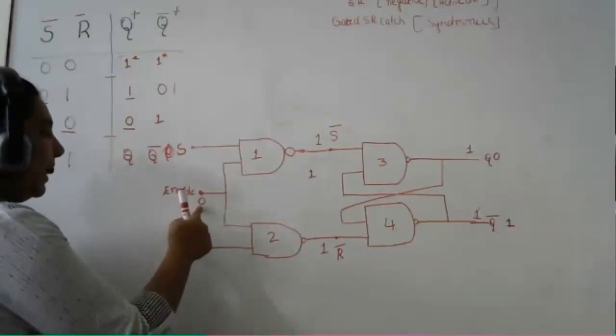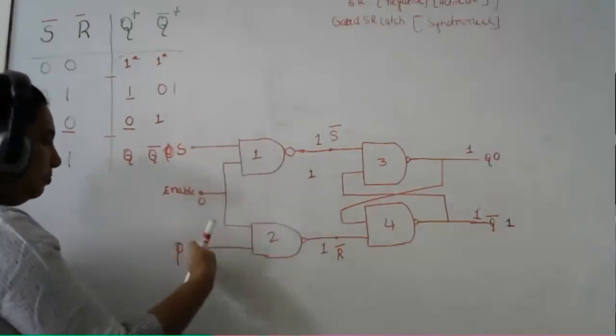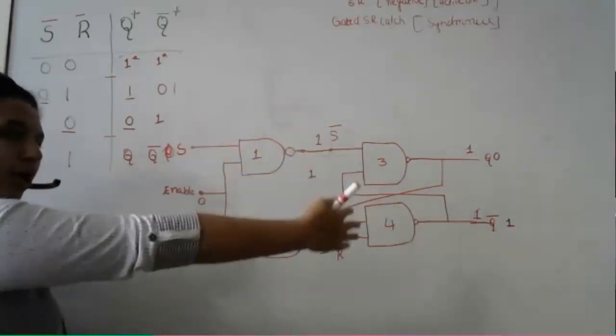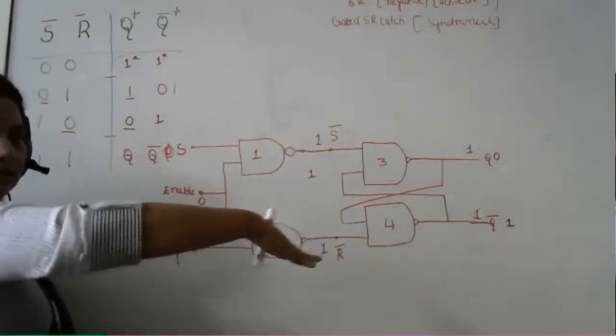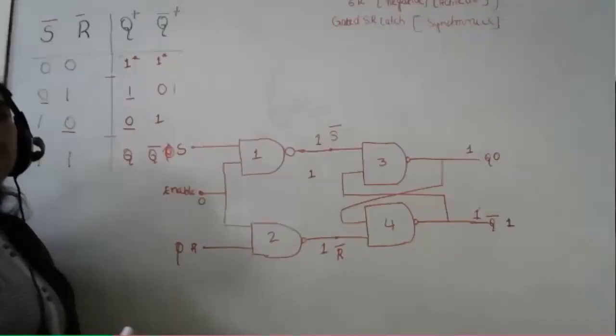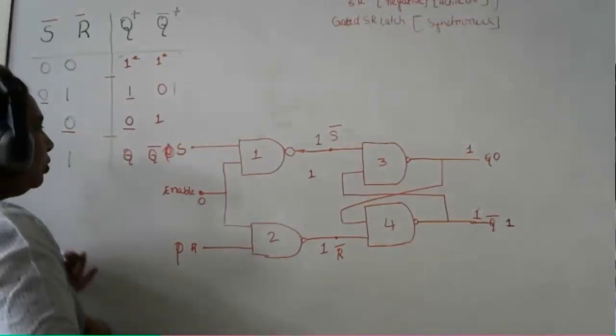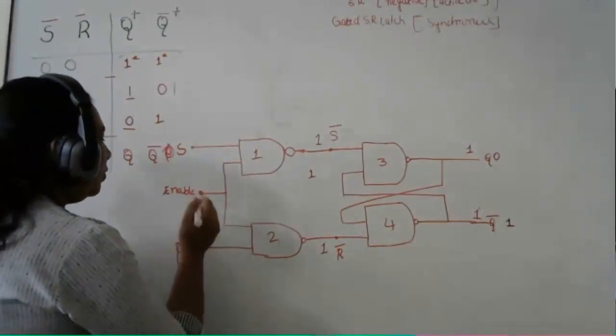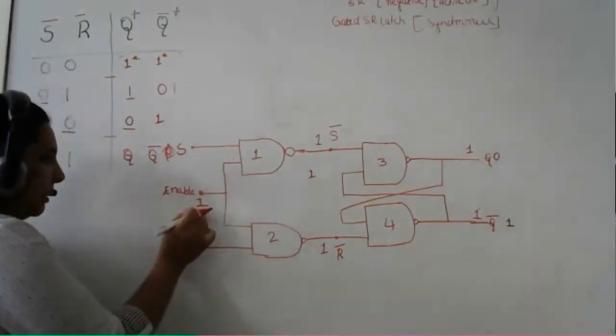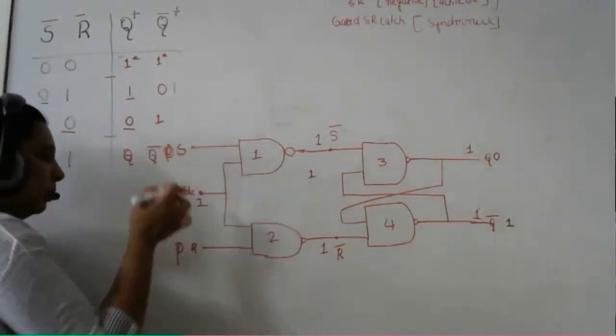If I make the enable bit 0, then whatever input I am applying with S and R is not giving any output. I mean, that is not changing my output. So there is no response to the input I have applied. Now, if I make my enable bit equal to 1, then what happens? If the enable bit is 1, now the control goes to S and R.